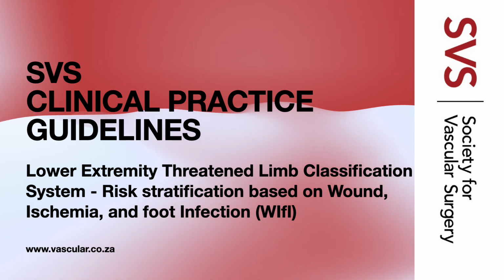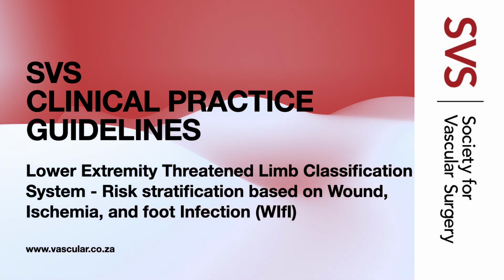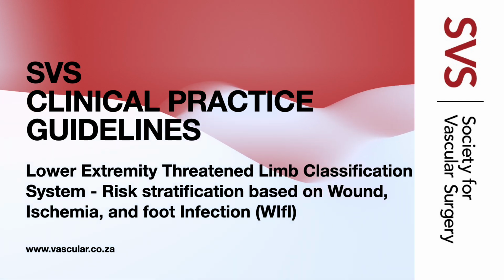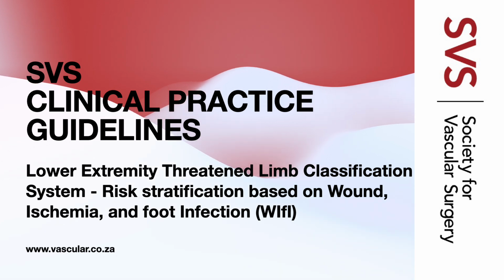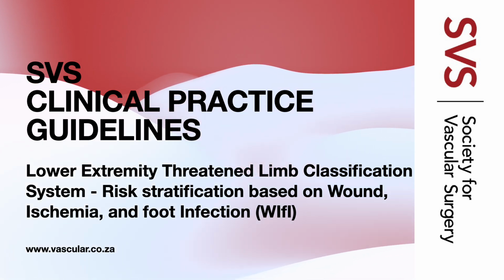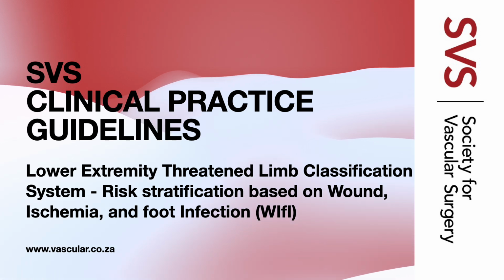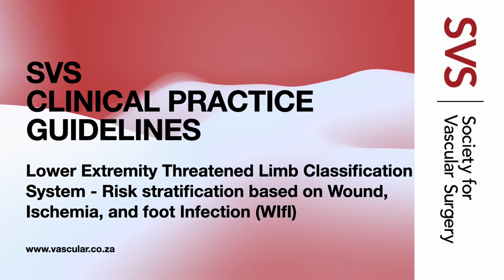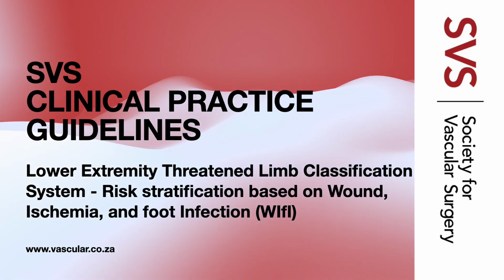So we've really dug deep into this WIFI system today. Just to recap, it's about wound, ischemia, or blood flow, and foot infection, with each part graded from 0, meaning none, up to 3, meaning severe. And this system helps your doctors grasp the specific threat to your limb, tailor your care plan, and talk about treatment options with you much more clearly and precisely. It's about making sure your unique situation is addressed.